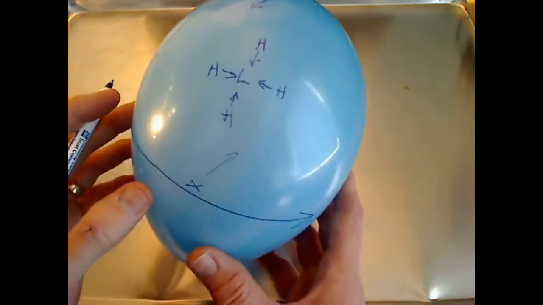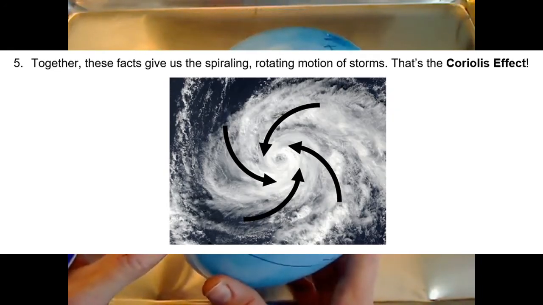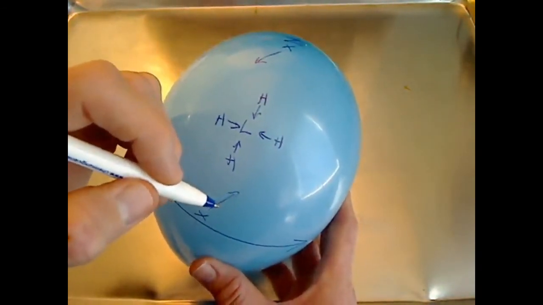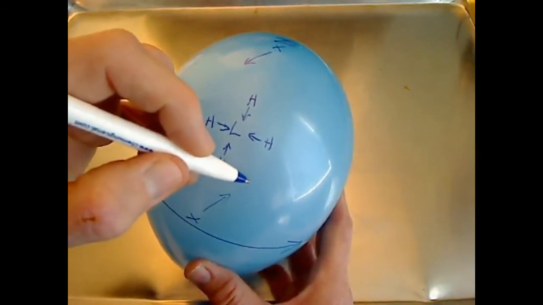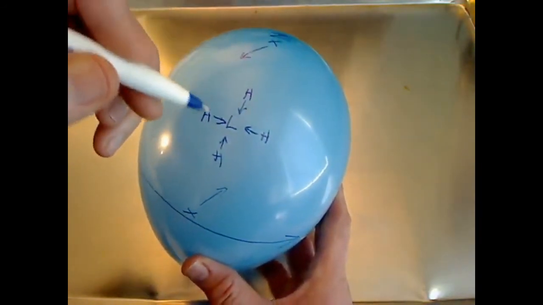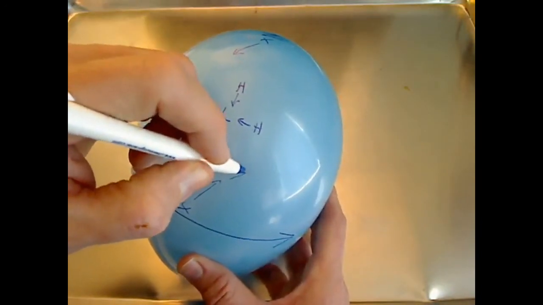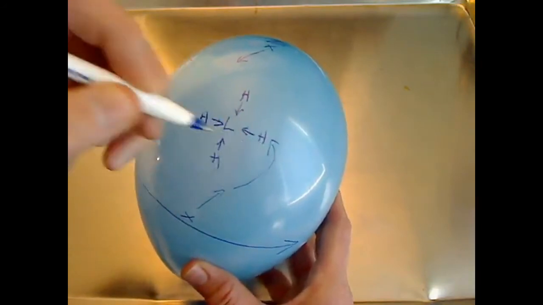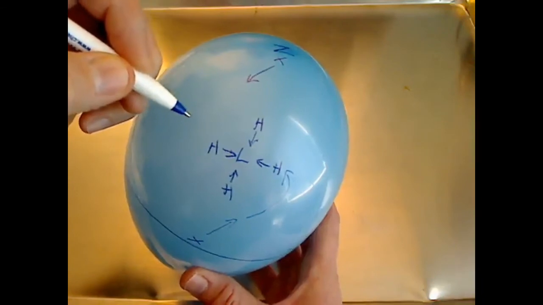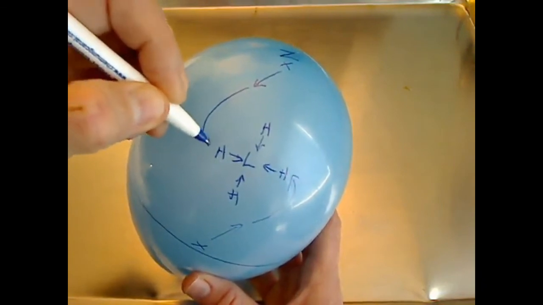Now the last part of the lab sheet says, together these facts give us the spiraling, rotating motion of storms. That's the Coriolis effect. Now let me complete this here. You have air moving north, okay? And it's getting a bit of a kick to the east. Now is it just going to keep on going straight across the whole Earth, just like that forever and ever? Well, no, because it's going to pass this low pressure zone. What's it going to do? It's going to get sucked into this low pressure zone. And this air that's moving south, is it just going to keep going straight all the way across the whole face of the Earth? No, it's going to get pulled into this low pressure zone also.